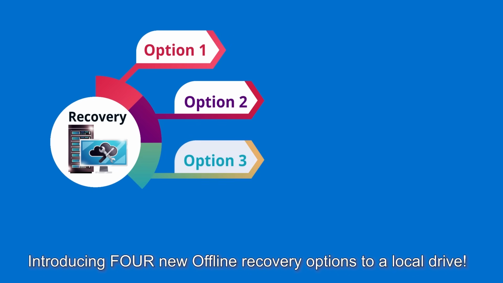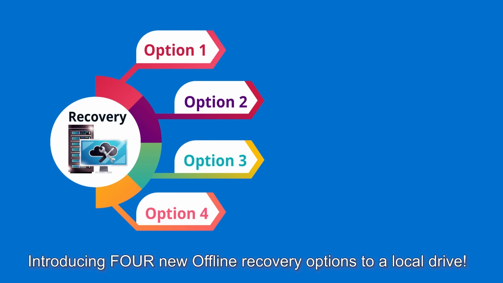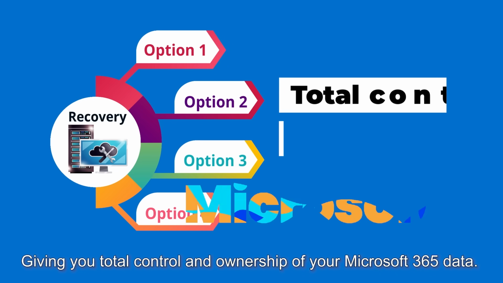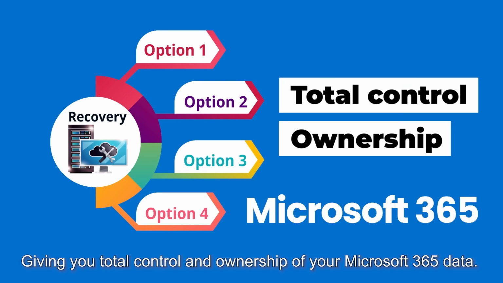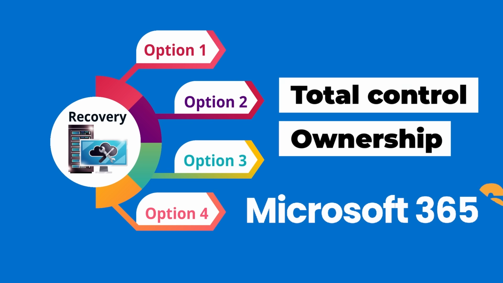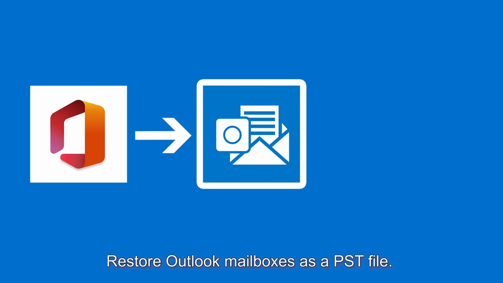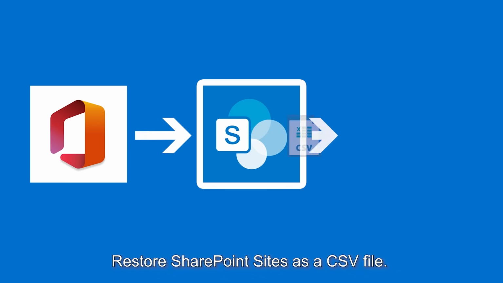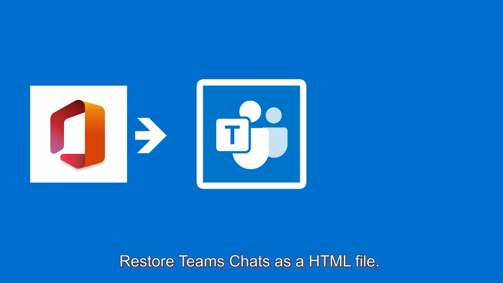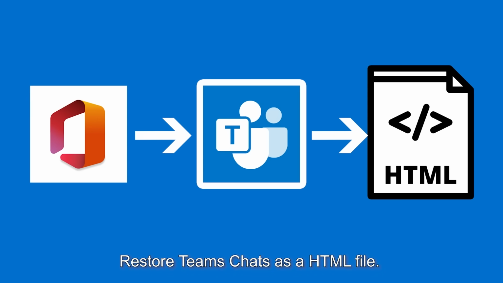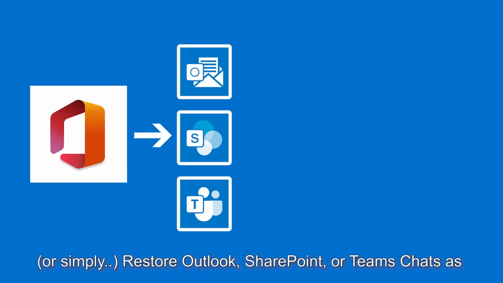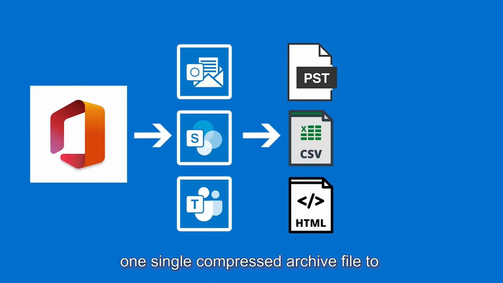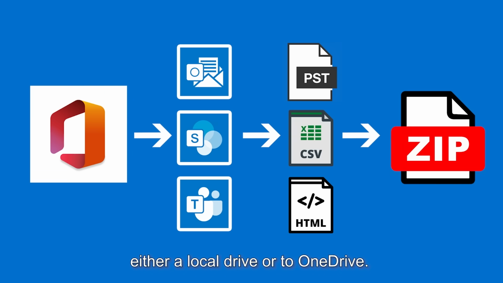Introducing four new offline recovery options to a local drive, giving you total control and ownership of your Microsoft 365 data. Restore Outlook mailboxes as a PST file. Restore SharePoint sites as a CSV file. Restore Teams chats as an HTML file. Or simply restore Outlook, SharePoint, or Teams chats as a single compressed archive to your local drive or OneDrive.